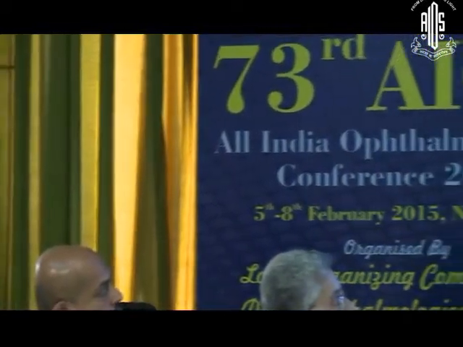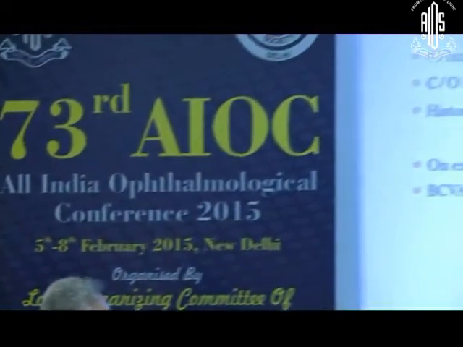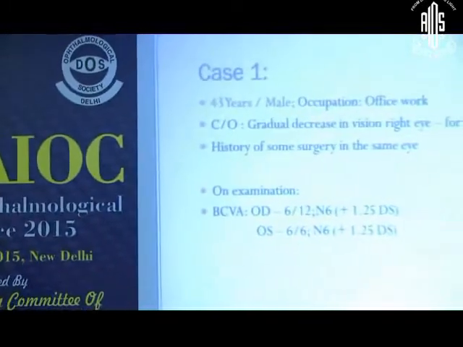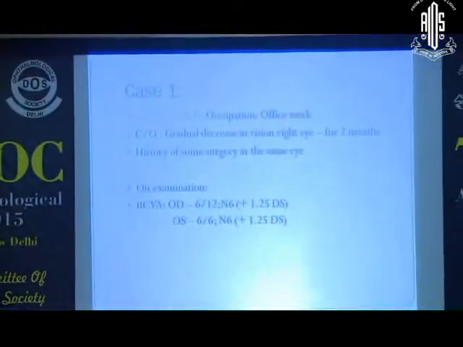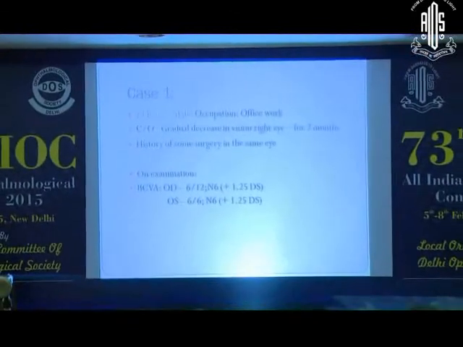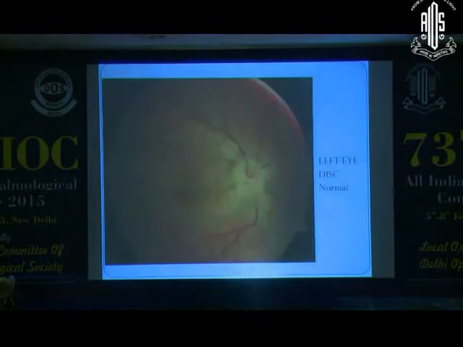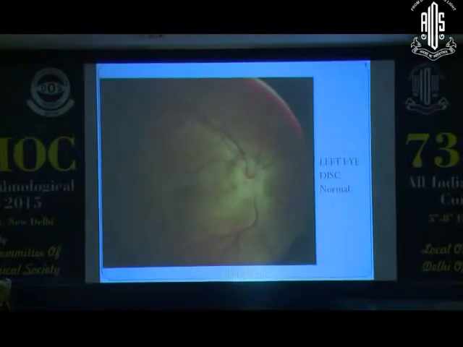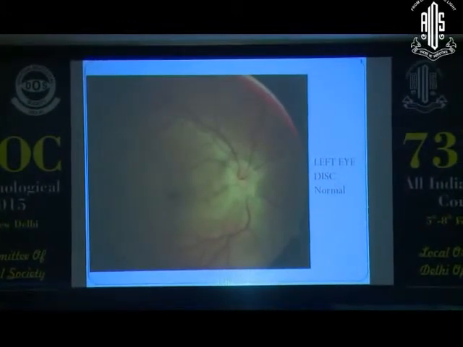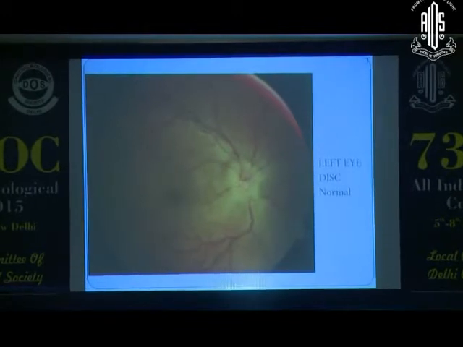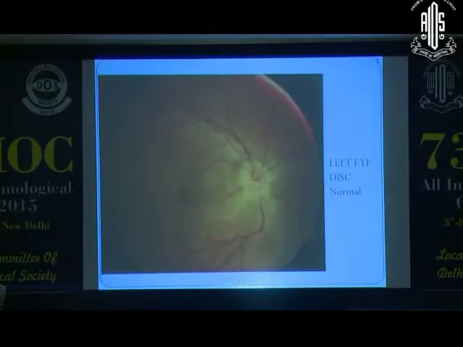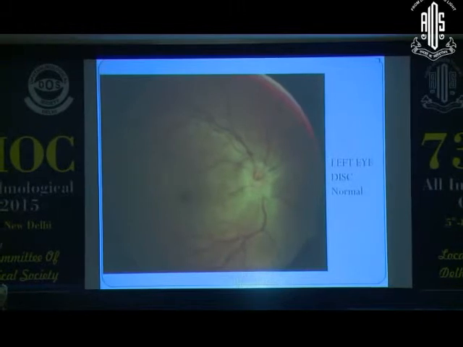So, coming to the first case, it's a 43-year-old male who came with complaints of gradual decrease in vision in the right eye for 2 months. There was a history of some surgery in the same eye. The best corrected visual acuity was 6/12 in the right eye, and the left eye was 6/6. This was his disc. The left eye disc was absolutely normal. The fundus was crystal clear. What do you see in the right eye? And what do you think it is?